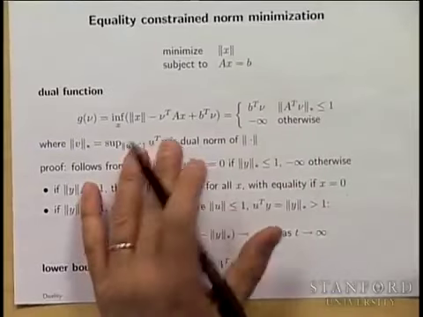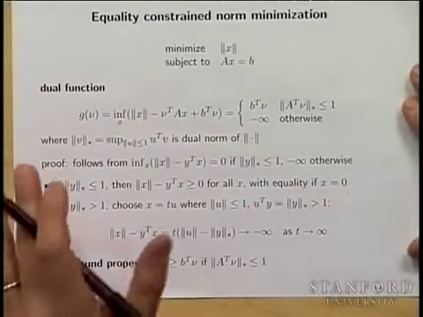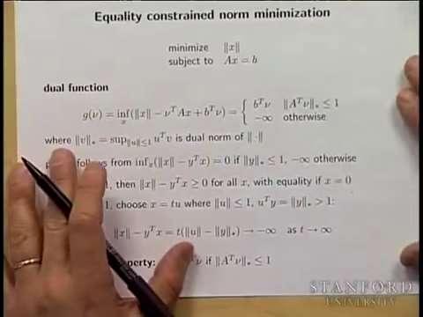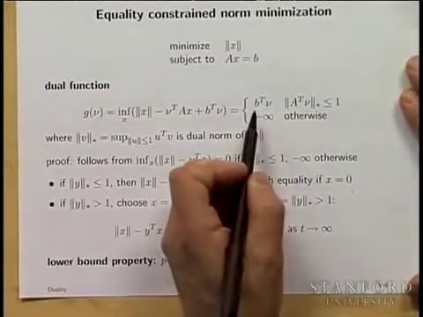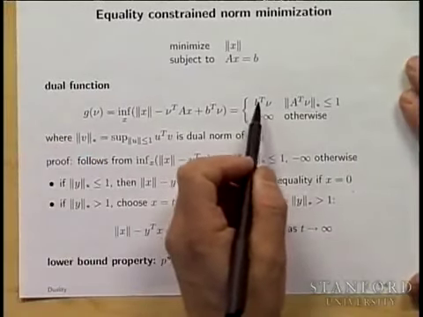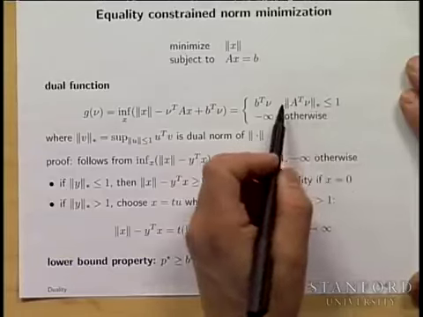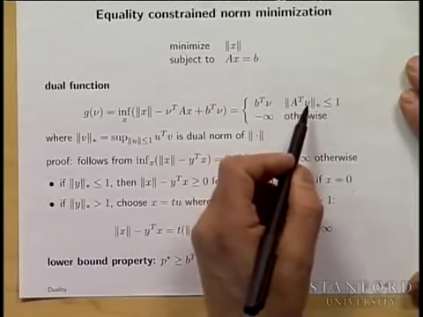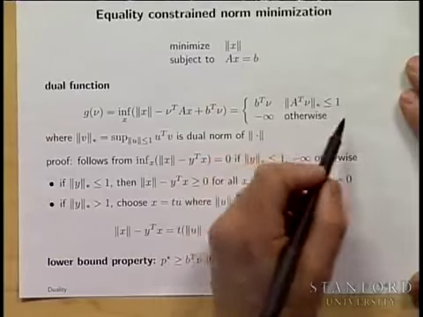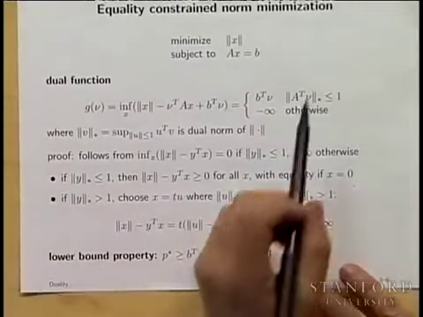So once again, this dual function is not totally obvious. It's not an obvious thing. It's a linear function, but it's got a weird domain. In this case, it's the set of points nu where the dual norm of A transpose nu is less than or equal to 1. Okay, that's that.